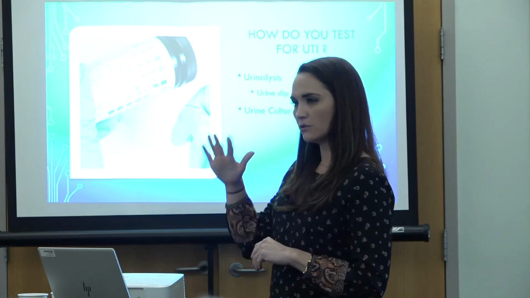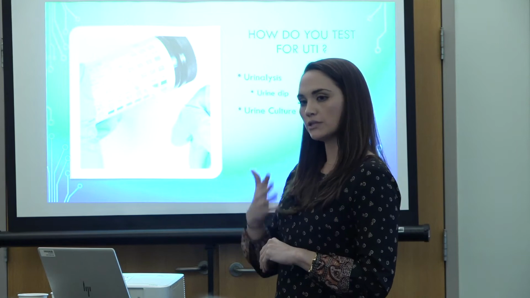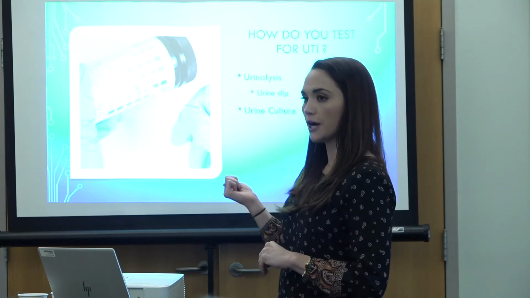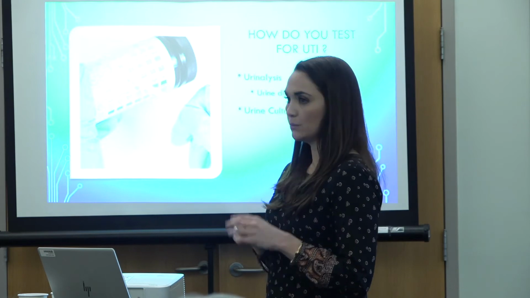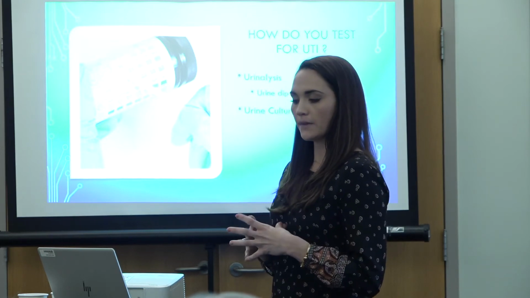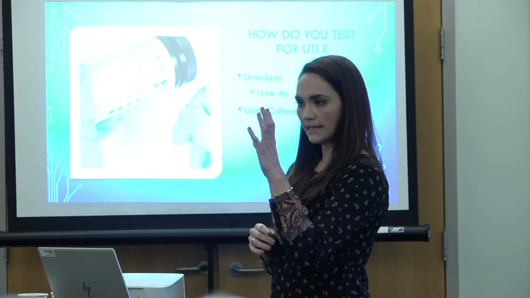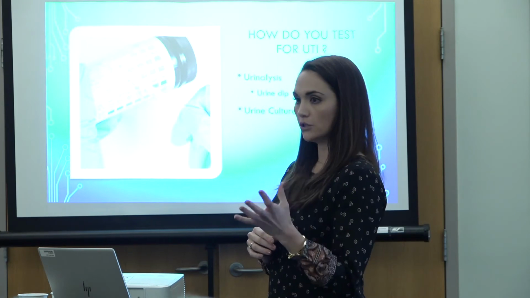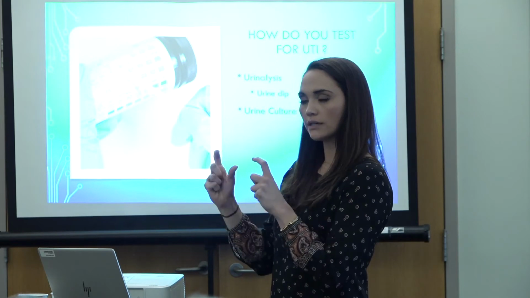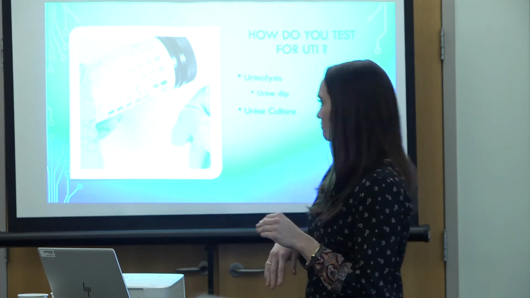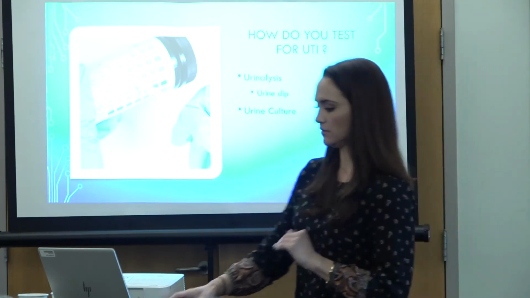If we see any of those indicators on the dip, we usually send your urine out for urine culture. This takes a couple of days, but it will show us exactly what bacteria is growing in the urine, and then it will also give us a medication, so antibiotics that we can use to treat. So it will tell us which ones will work and which ones are resistant. Did everyone see okay?